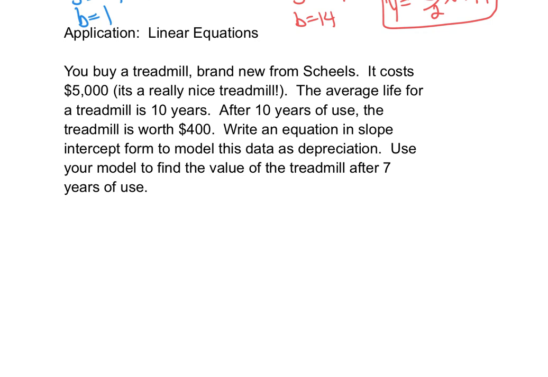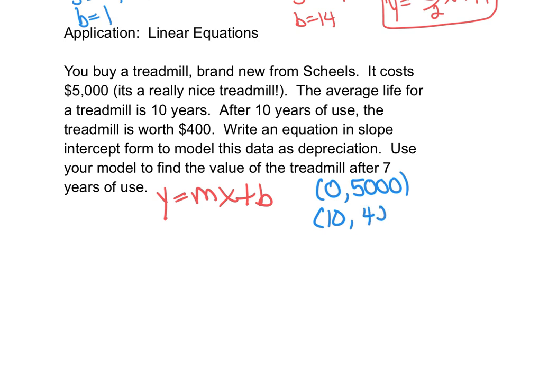So in order to do this, we're going to do the same thing that we've done before. We're going to use our slope-intercept form. Okay, and we need to figure out what our slope is. At what rate is that treadmill actually depreciating? Well, in order to do that, we need to have 2 ordered pairs, right? Which means our first ordered pair is going to be when we initially buy it. At the beginning of time, or when we bought it, at 0 time, our treadmill was worth $5,000, okay? After 10 years, so time is 10 years, it is now worth $400.